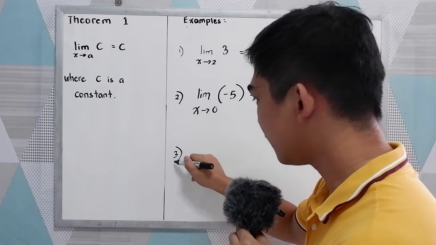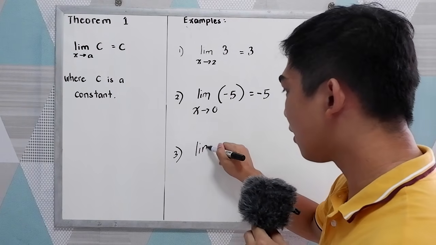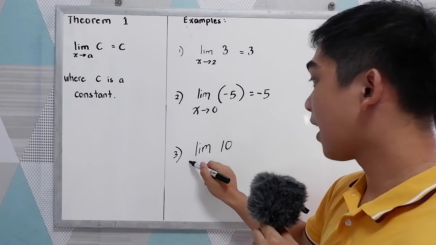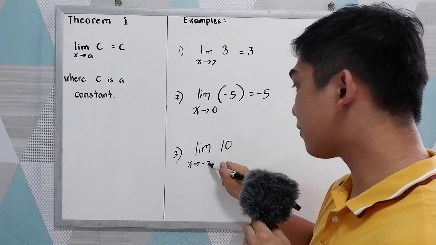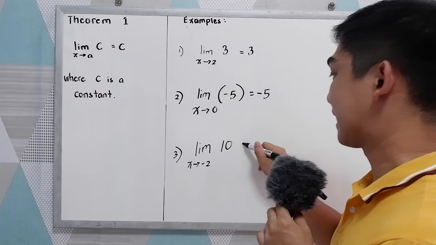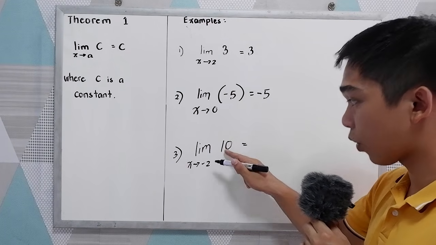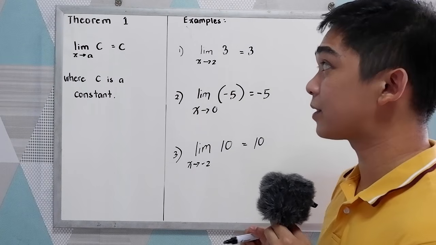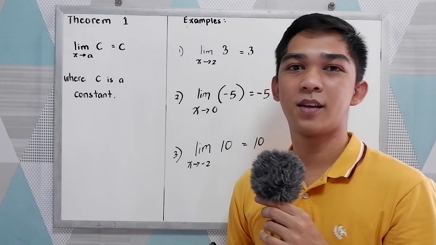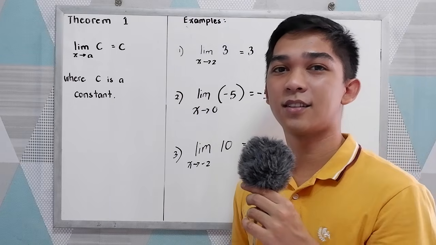Third, the limit of 10 as x approaches negative 2. Still, that is equal to the constant, which is 10. So, our first theorem is very easy. Let's proceed to the second one.